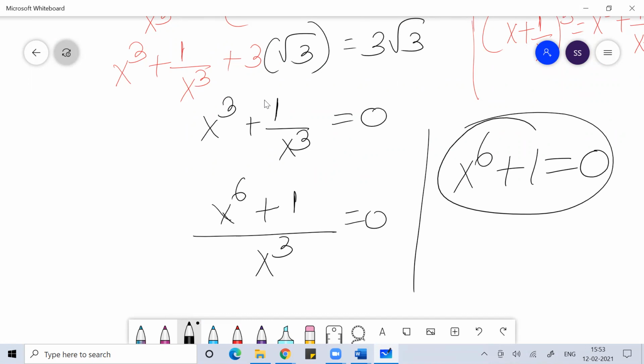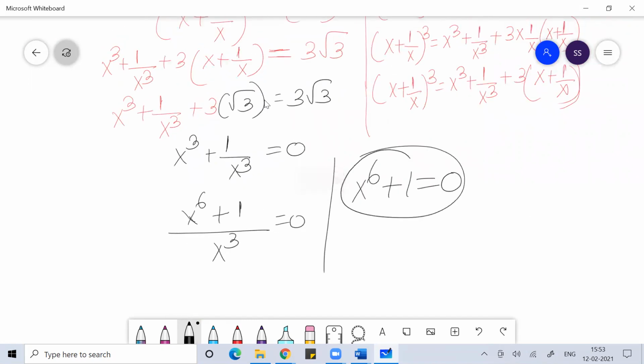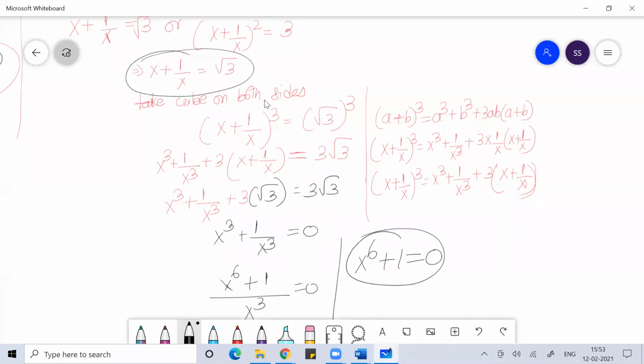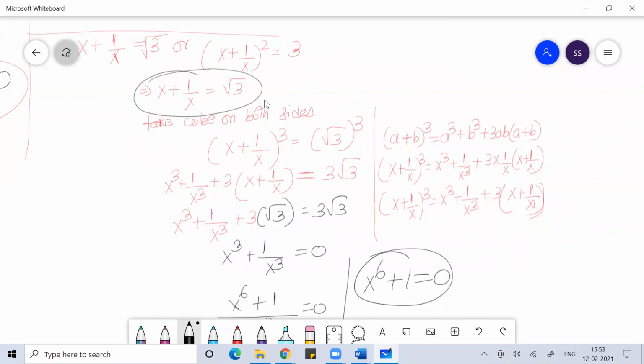I hope everyone understood this. So this you can keep in your mind. When you are solving any exam question, and if you see that x plus 1 by x is given as root 3, or x plus 1 by x whole square is 3, remember this scenario, that x to the power 6 plus 1 will be equal to 0. Clear, everyone?